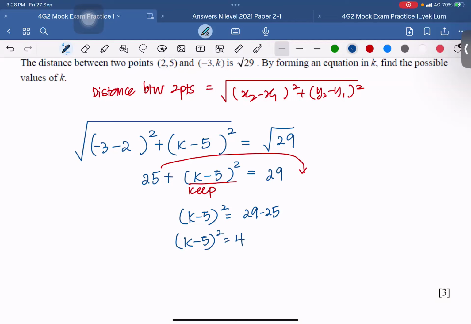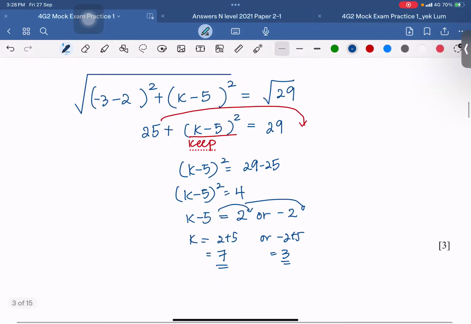Now you are doing it like the completing square method. So k minus 5 equals plus or minus square root of 4, which is 2 or -2. Then you get your answer. Bring over 5: 2 plus 5 or -2 plus 5. Answer. Is this okay?